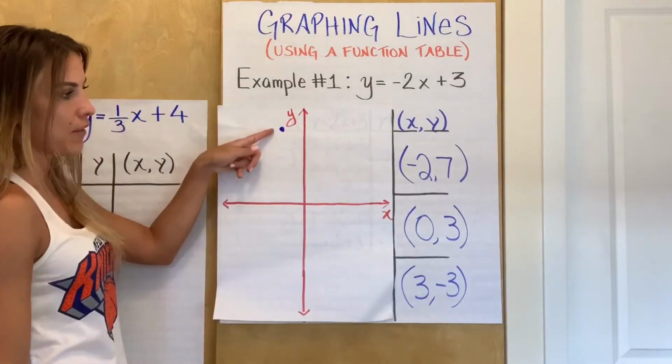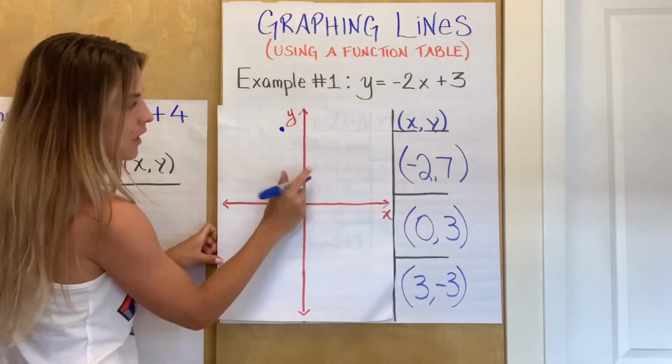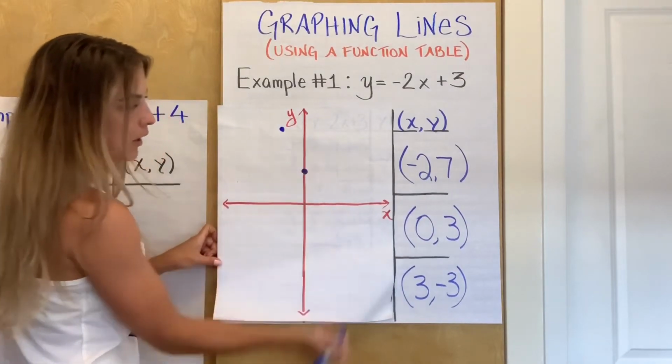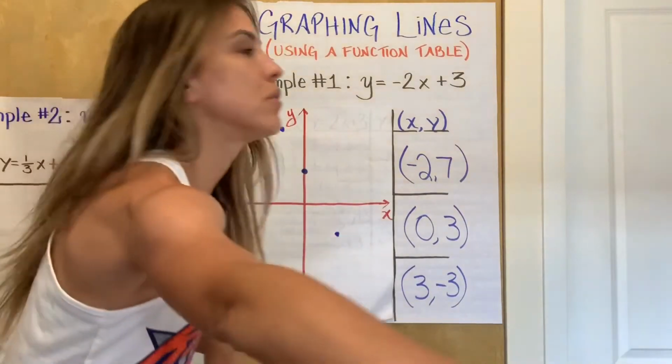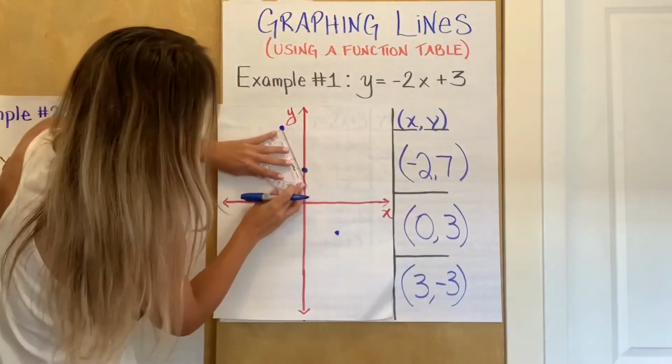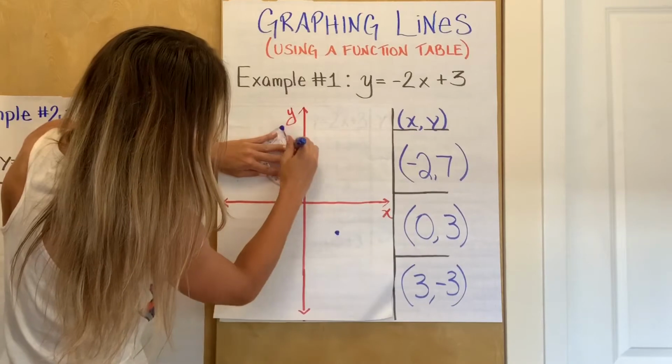That's negative 2, 7. 0, 3 is on the y-axis. There's 0, 3, and 3, negative 3. Now you just use a ruler, some type of straight edge, to connect these.